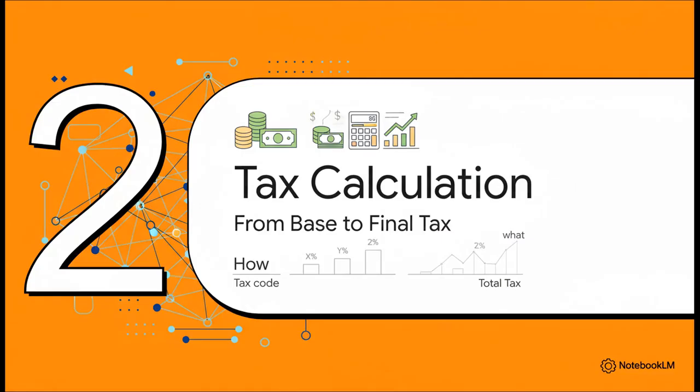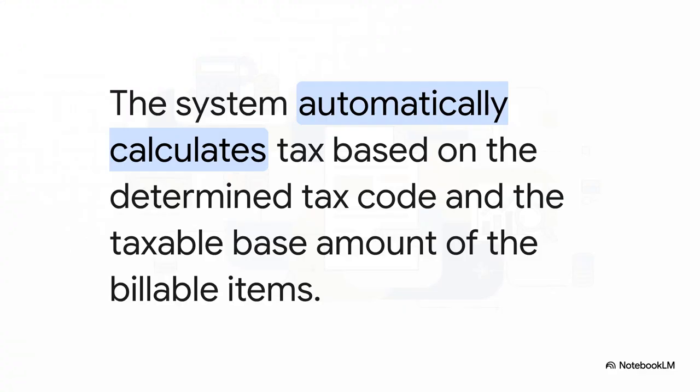Okay, so the system has its instructions. It's found the right tax code. That was the how. Now comes the fun part, figuring out the what. You know, the actual dollars and cents of the tax amount. And the great news here is this part is completely automatic. The system just takes the net value of your billable items, that's your taxable base amount, and applies the rules and the rate from the tax code it just found. No manual calculators needed, which is absolutely essential when you're dealing with invoicing at this kind of scale.